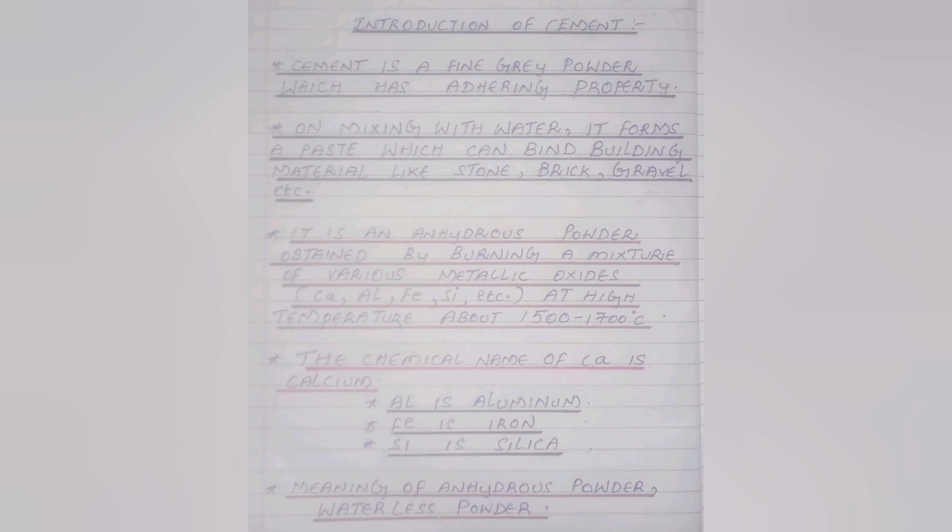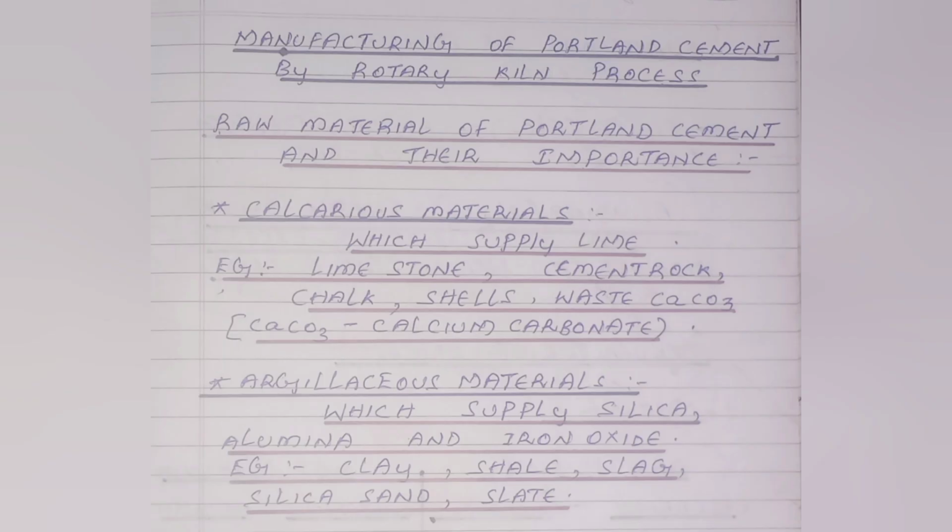It is an anhydrous powder obtained by burning a mixture of various metallic oxides, calcium, aluminum, iron, silica, etc. at a high temperature of about 1500 to 1700 degrees Celsius. The chemical name of Ca is calcium, Al is aluminum, Fe is iron, Si is silica. The meaning of anhydrous powder is waterless powder. Manufacturing of Portland cement by Rotary Kiln process.